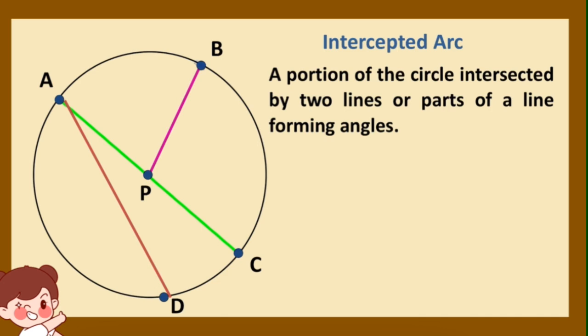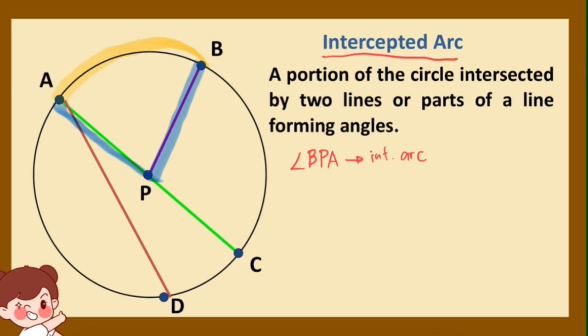So our central angle, for example, we have BPA. I'll write it down here. We have central angle BPA. So what is its intercepted arc? The intercepted arc of this one, I'll just put INT for intercepted. Intercepted arc is basically this one, AB.